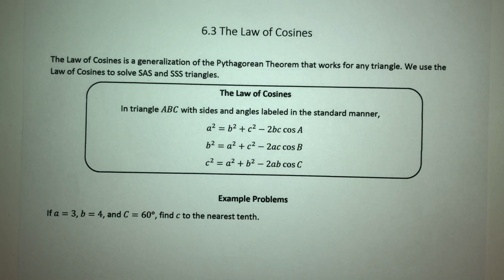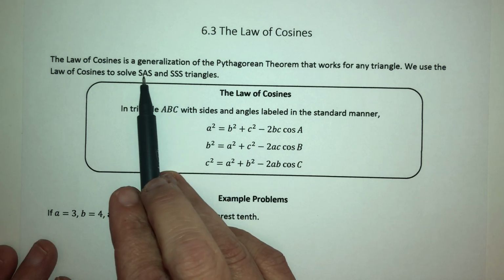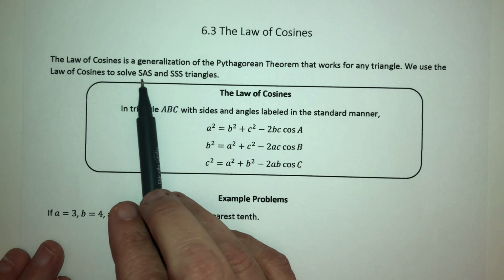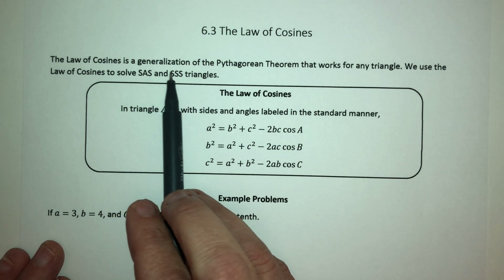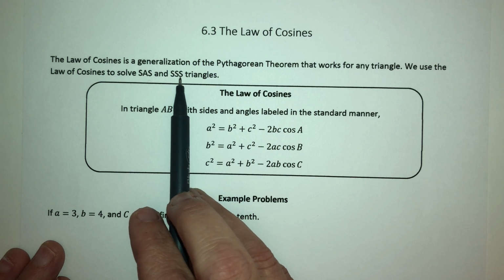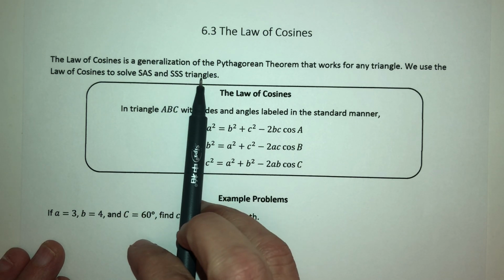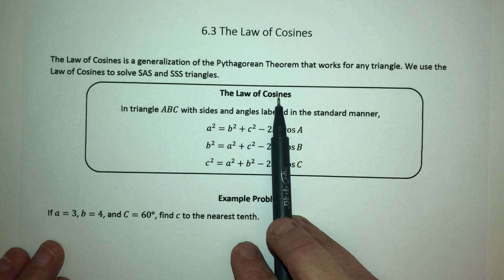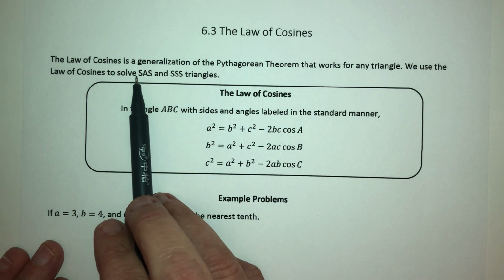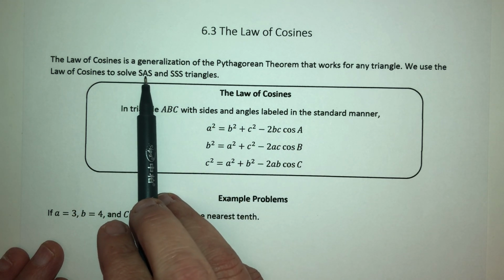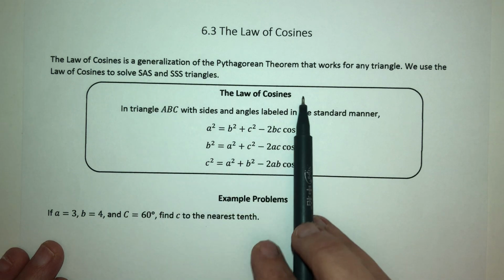And what we found was that the law of sines was applicable as long as we did not have one of these two cases: a side angle side triangle or a side side side triangle. So if we have all three sides, we're going to use the law of cosines. And if we have two sides and the angle between them, we will use the law of cosines.